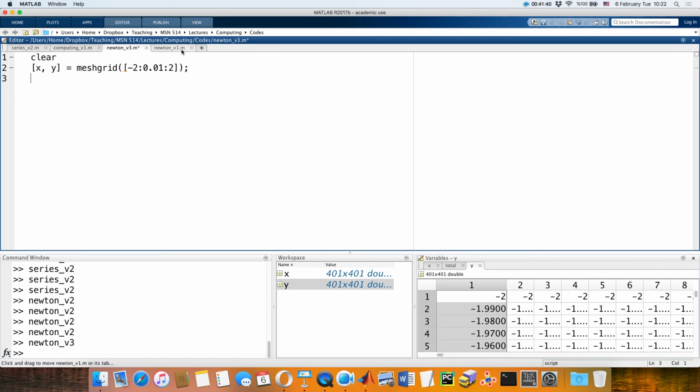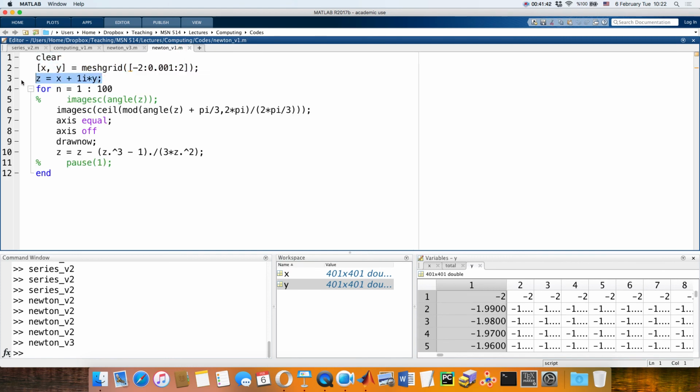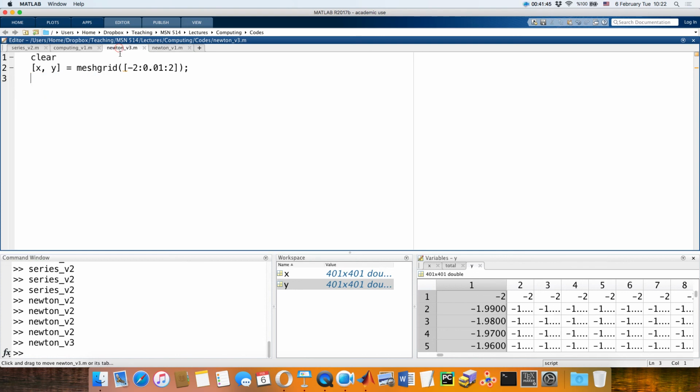So now you can do something like this, okay? You can write z equals x plus 1i times y. So all the y components will be multiplied by i. So you will get yourself the value of the complex number at each coordinate. Do you agree? Yes? Good. Do you have a question?